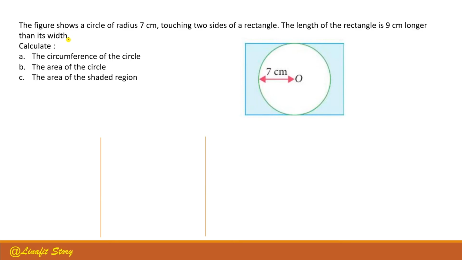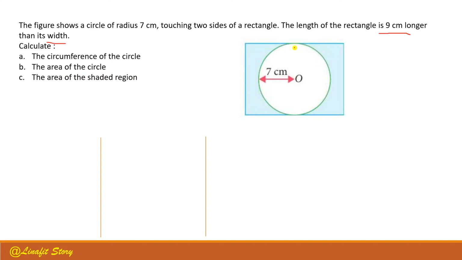The figure shows a circle of radius 7 cm touching two sides of a rectangle. The length of the rectangle is 9 cm longer than its width. Calculate A, the circumference of the circle, B, the area of the circle, and C, the area of the shaded region. So now over here, this is the radius, 7 cm.